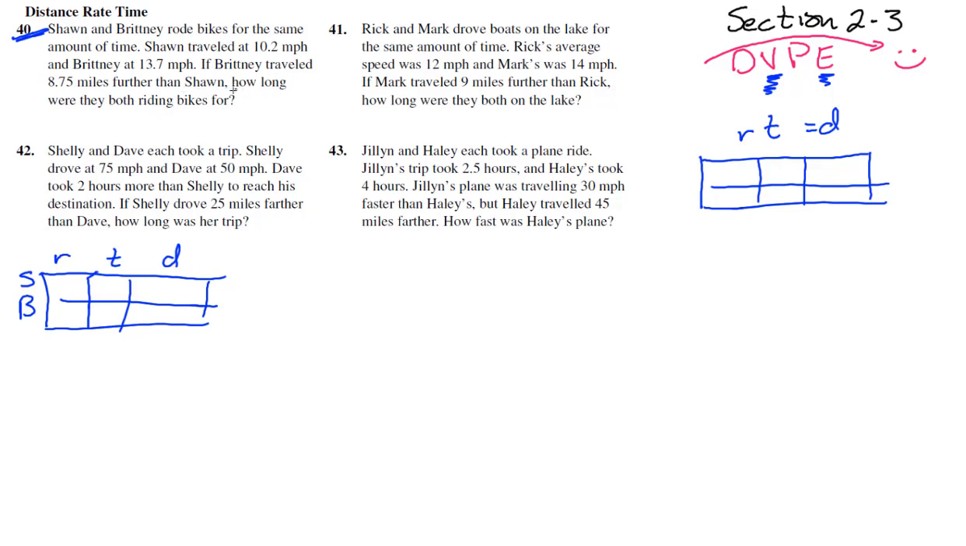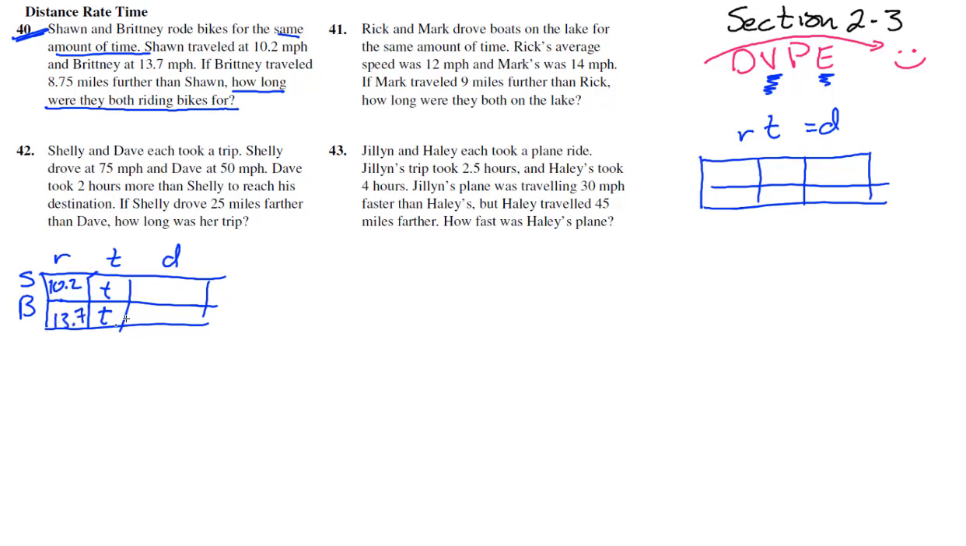Get our variable first. How long were they riding bikes for? So this is our t, because they are the same amount of time. That's important. So there's our variable t. Now let's put everything else in that we know to be true with numbers. Sean traveled at 10.2, so there's a 10.2, and there's a 13.7.